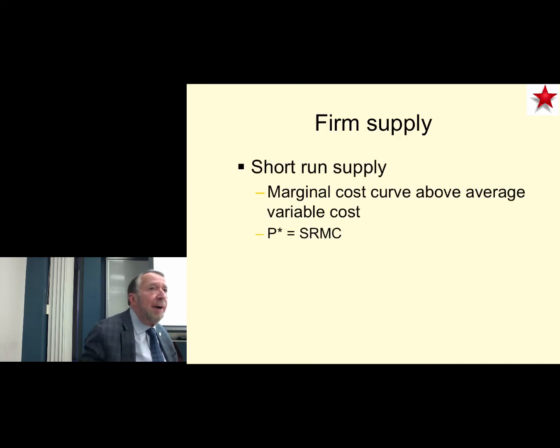So in the short run, the firm's supply curve is the marginal cost curve above average variable cost. If you're above average cost, then you're making positive economic profits. If you're above average variable cost, you're contributing something towards fixed cost. You're making enough dollars to pay all your workers, to pay your electricity bills, and you're making some additional money to go towards the long-term debt of the firm or other kinds of fixed cost.